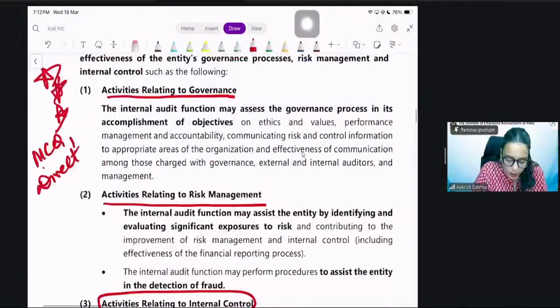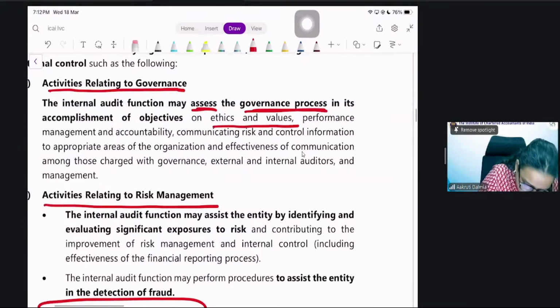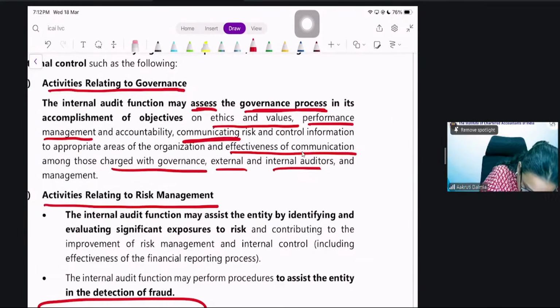So when you are an internal auditor, the internal auditor can assess the governance of the entity, like your ethics and values, your performance management, how you are communicating your risk and control information, and what the effectiveness of information is by TCWG, external and internal auditor and management. So you are not just involved in checking whether the cash balance is tallying with the book. You are involved in the higher process, whether the management and TCWG are doing their job properly.